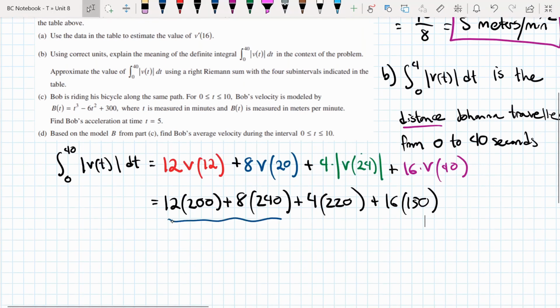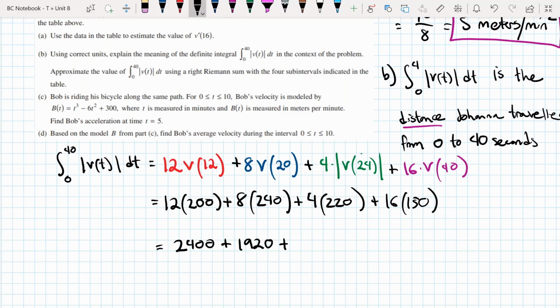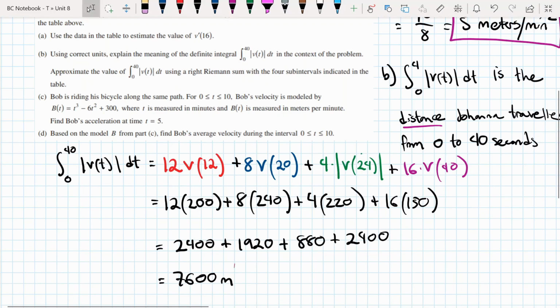Once again, you can actually leave your answer like this, this whole mess. As long as nothing is defined as a function, you can leave your answer like that, but let's just evaluate it and write units. So 2400 plus 1920 plus 880 plus 2400, and that will give us 7,600 meters. And that is the total distance Johanna has traveled from 0 to 40 seconds.